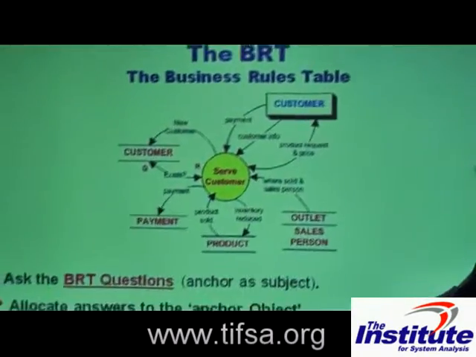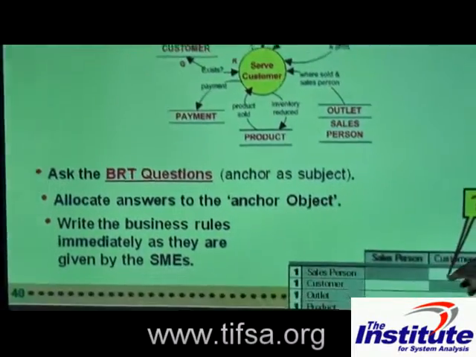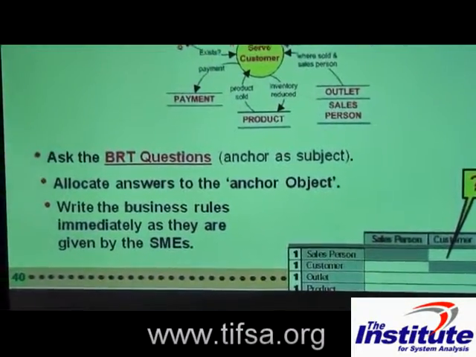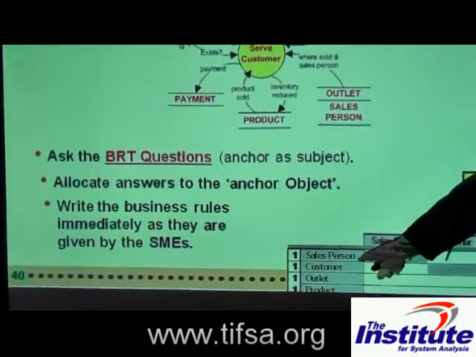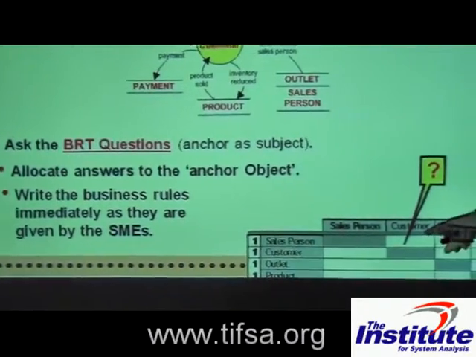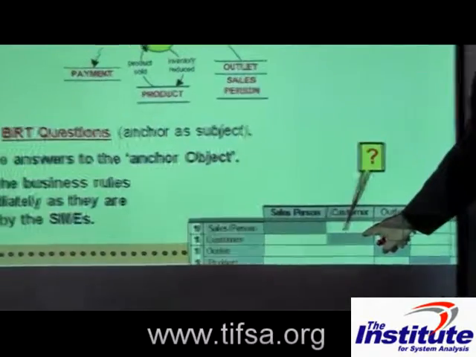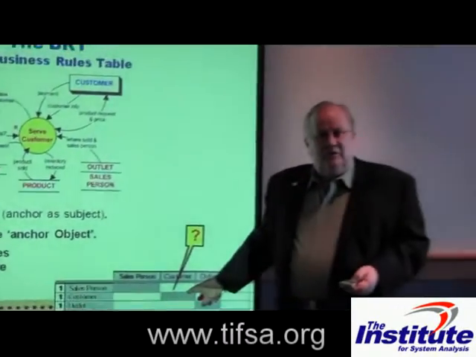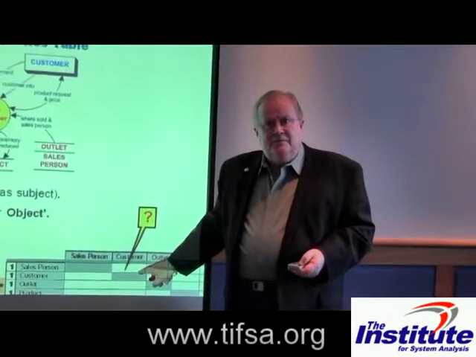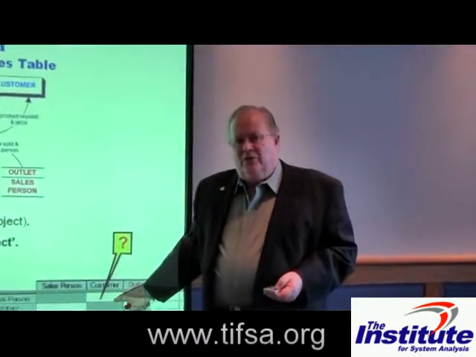So with the business rules table, we always ask these BRT or business rules table questions with the anchor object, this one here, as the subject of the question. For a single specific salesperson, how many customers might that salesperson serve? Could they serve one? Yeah. Could they serve several? Possibly yes. Might they never serve anyone at all?